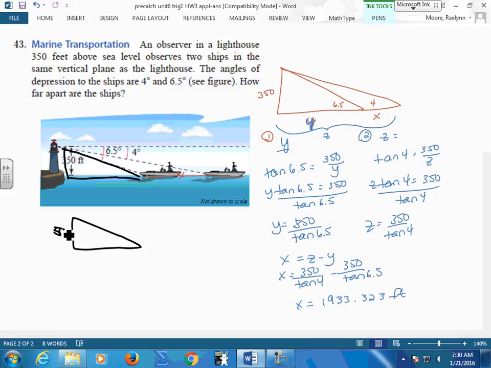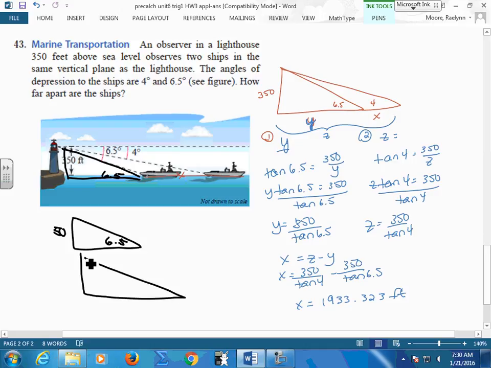Wouldn't it make sense that if you're closer, picture yourself looking at something, looking at the top, and then moving a little closer, and then having to raise your eyes, right? So if you're closer, isn't your angle of elevation bigger? So this is the big one, 6.5. Then do this again. This guy is where my 4 is.